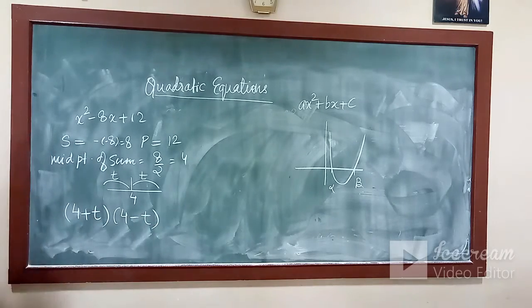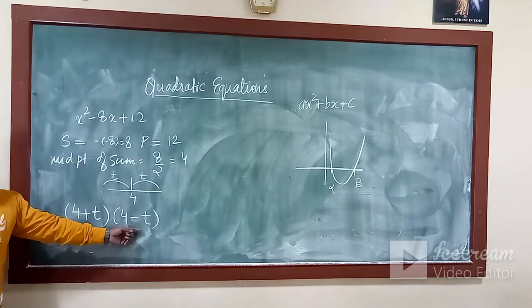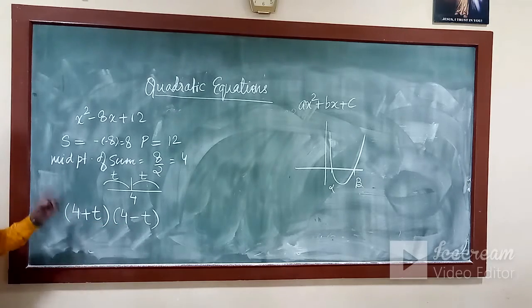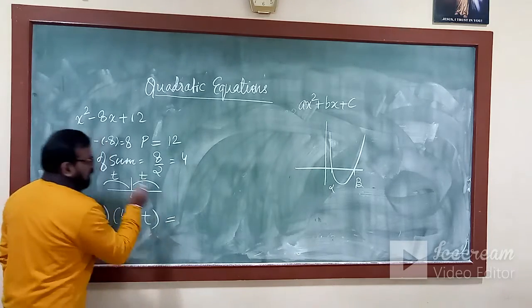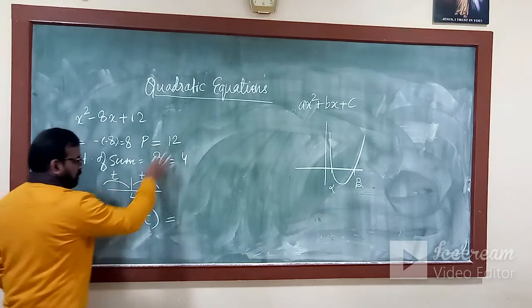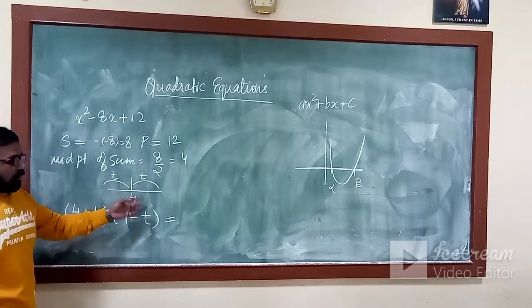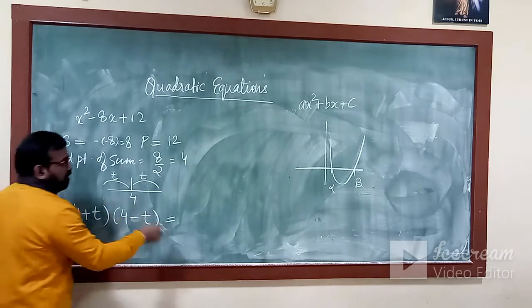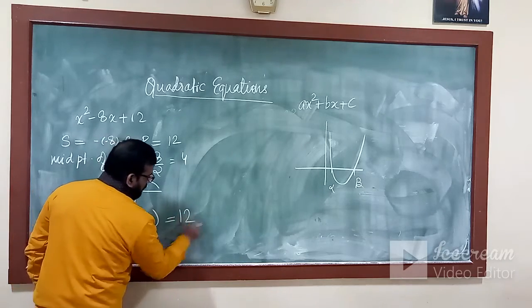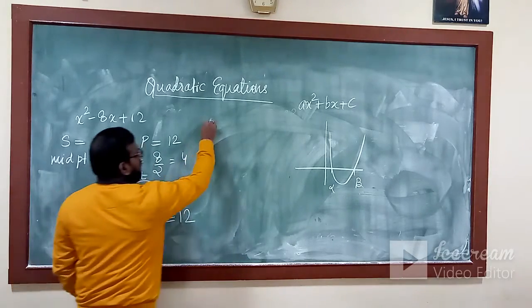So when you see it, what are we getting? We are getting an algebraic identity, if you remember, a plus b into a minus b. But we haven't used one piece of information: the product of these roots. And I have assumed that the roots are equidistant. So what will my product be? The product will be 12. Now when I solve it, what will I get?